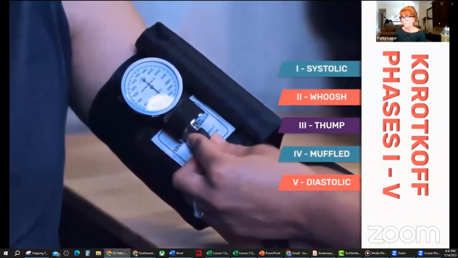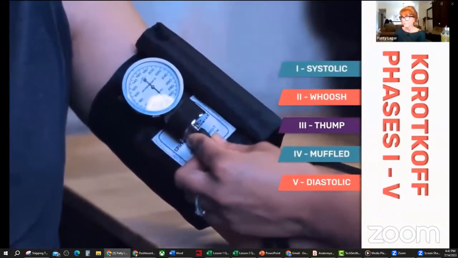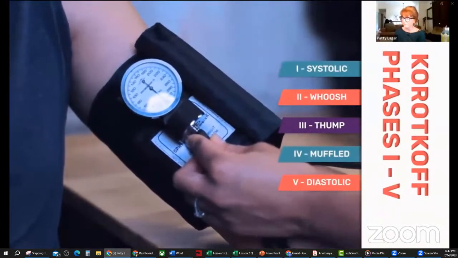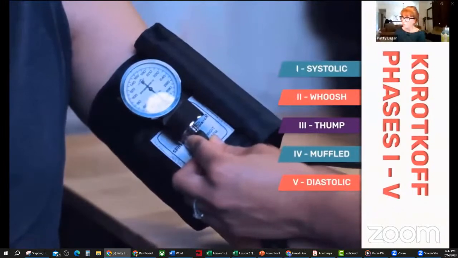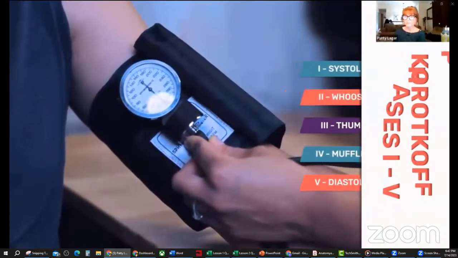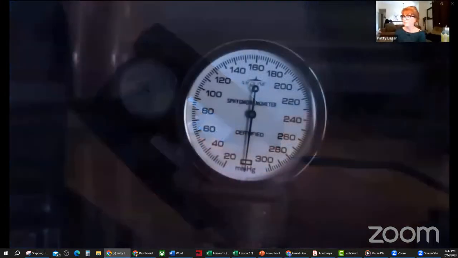So I would suggest that you use a headphone set so that way you can be able to hear everything. Okay, and then in addition to that, phase 2 would be the whoosh, phase 3 would be the thump, and phase 4 would be a muffled sound. With phase 5 is silent, so that would be your diastolic. So take a listen.